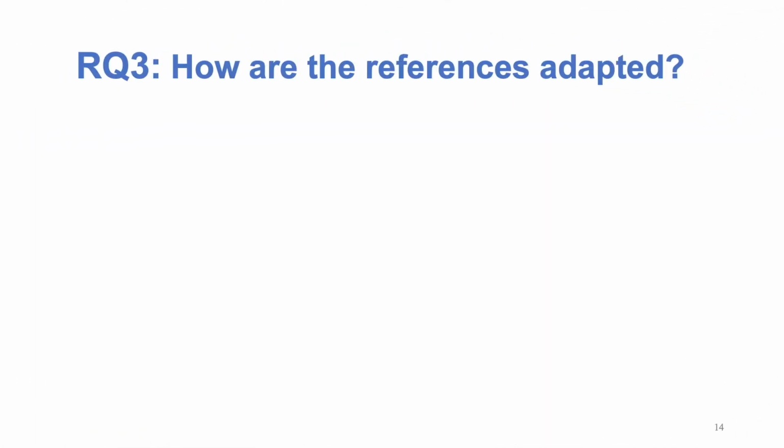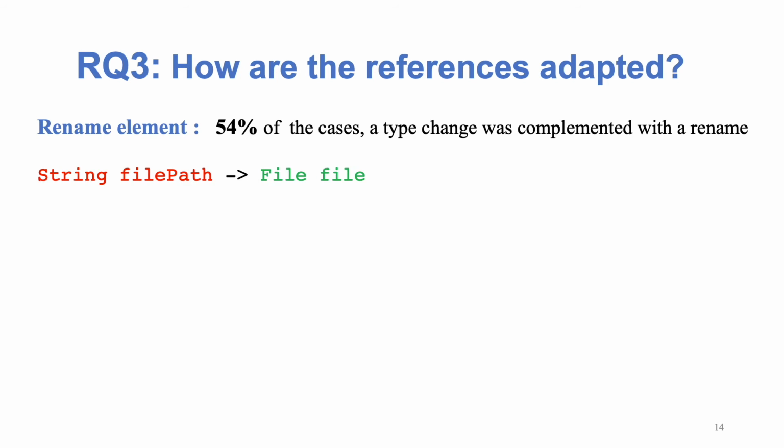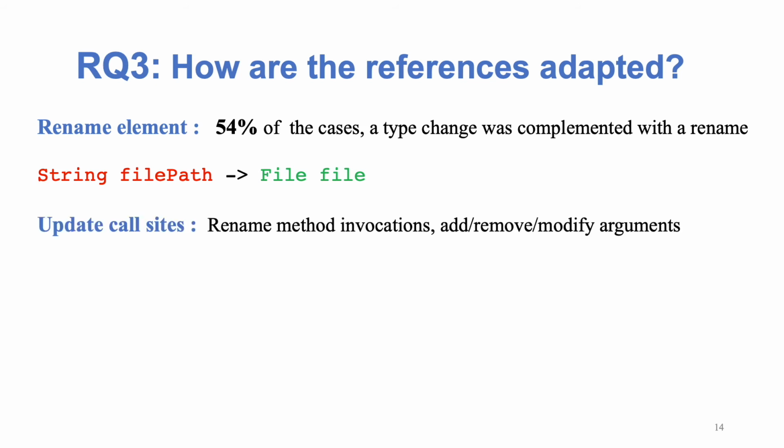Type changes involve two main parts: updating the declared type and updating the references. Until now, we delved into the former part. We found that the most frequent change done along with a type change is a rename. In 54% of the cases, when the type was changed, the element was renamed too. For example, here when the type was changed from string to file, the variable was also renamed from file path to file. The next most frequent adaptation was adapting the call sites by renaming method invocations, adding, removing, or modifying arguments, wrapping expressions, or adding or removing method chains.